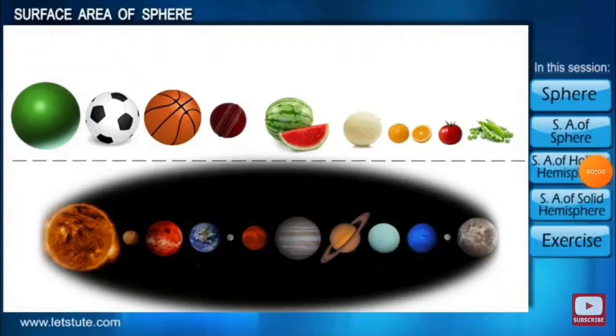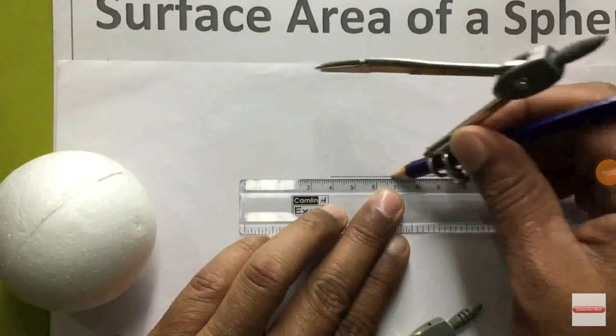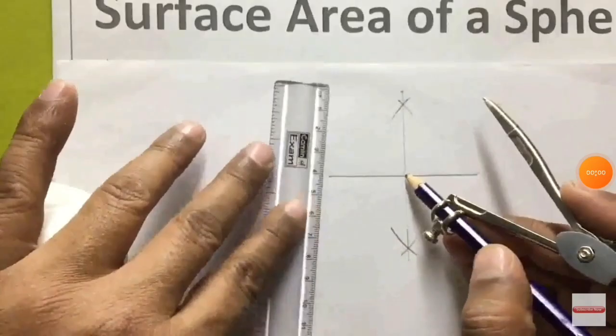In our day-to-day life, we come across these objects: balls, some fruits and vegetables, and even the planets. All these are spherical in shape. To find out the surface area of a sphere, take a ball and with the help of the divider, measure its diameter. Now draw this diameter on a sheet of paper. Construct the perpendicular bisector of this diameter and we will obtain the radius.